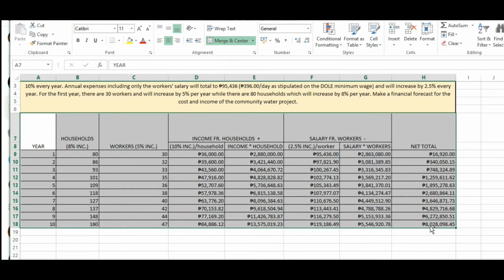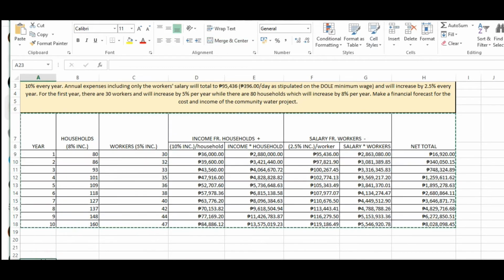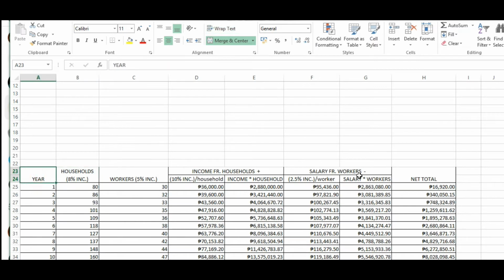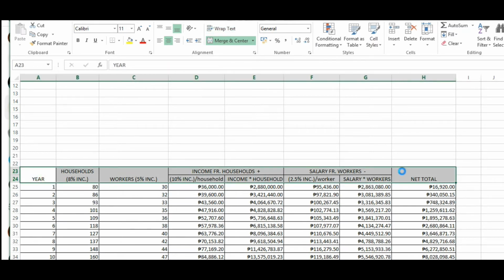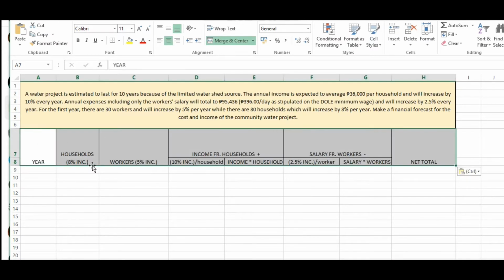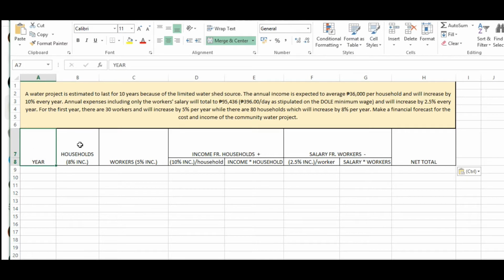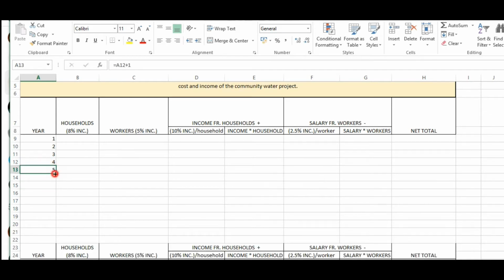Let's move this one first. But let's make another one here. And we'll just copy the labels para guided tayo after. So, ayan. So, ito, may column tayo nga for year, households, workers, income from households, salary from workers, and net total. So, for the year, we'll input here 1, 2, 3, 4 until the 10th year. So here in Excel, you can also make the formula like this. This cell A12 plus 1 so that you can drag it na lang after. Ayan, hindi na lang mag-type ng numbers.